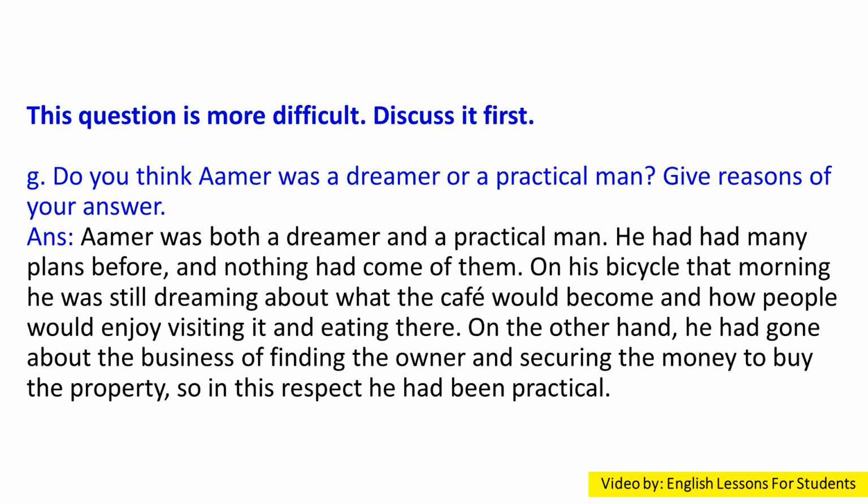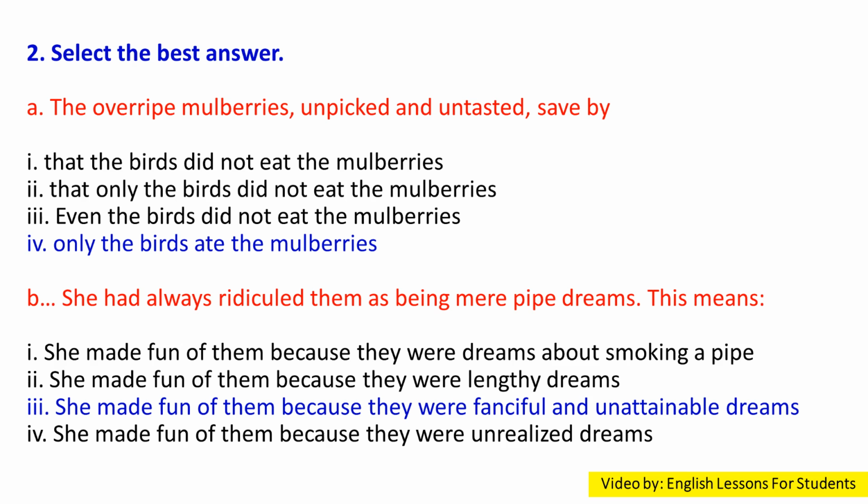This question is more difficult. Discuss it first. G. Do you think Aamer was a dreamer or a practical man? Give reasons for your answer. The answer is, Aamer was both a dreamer and a practical man. He had had many plans before and nothing had come of them. On his bicycle that morning he was still dreaming about what the cafe would become and how people would enjoy visiting it and eating there. On the other hand, he had gone about the business of finding the owner and securing the money to buy the property. So in this respect, he had been practical.